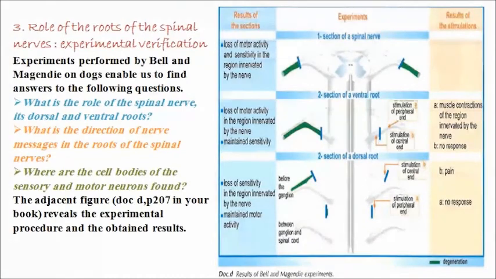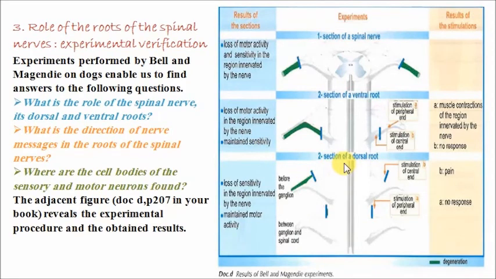So far we have discovered that the spinal nerve is made up of motor and sensory fibers, so it is a mixed nerve. The ventral root, this root here, is motor, since any damage to it causes a loss of motor activity but maintains sensitivity in the part where this nerve goes.